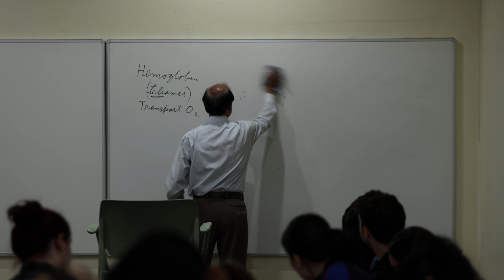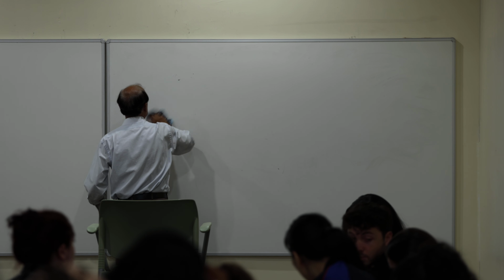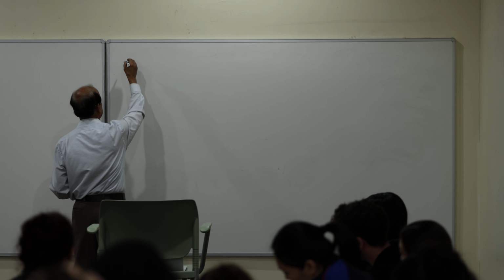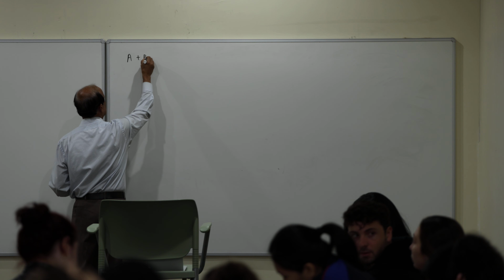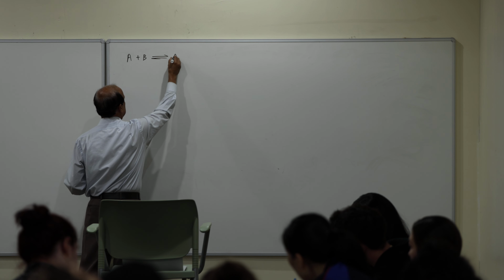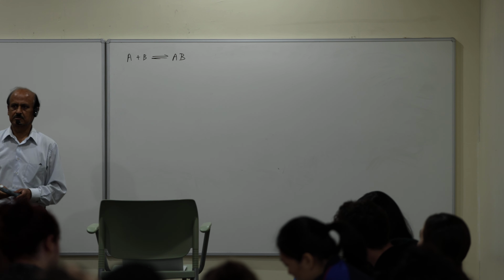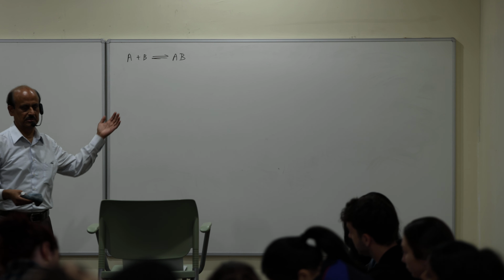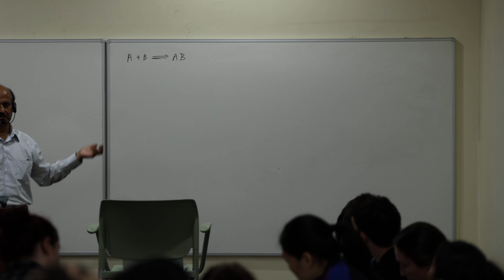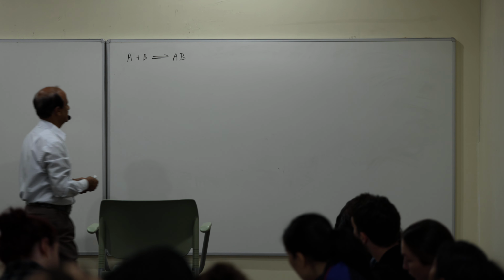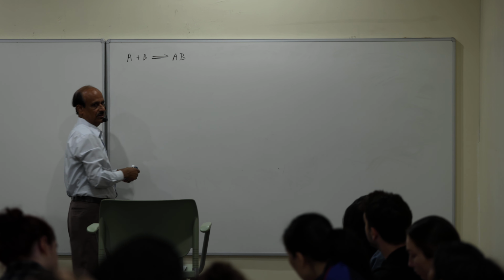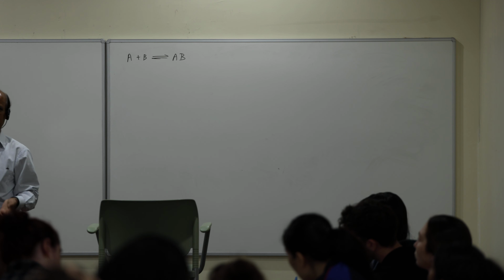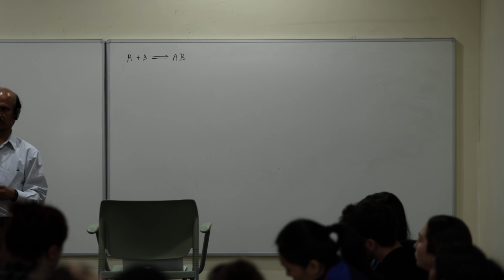So let's look at the binding to oxygen. Whenever two things bind, let's say A binds to B. In any science, when two things bind, there is a binding constant. How tightly do they bind? That's an equilibrium process, so you can write an equilibrium constant. If it is very tight binding, then equilibrium is more towards the right side. If it is loose binding, equilibrium is more towards the left side. So there is something called tight binding and loose binding, depending on which direction the equilibrium lies.